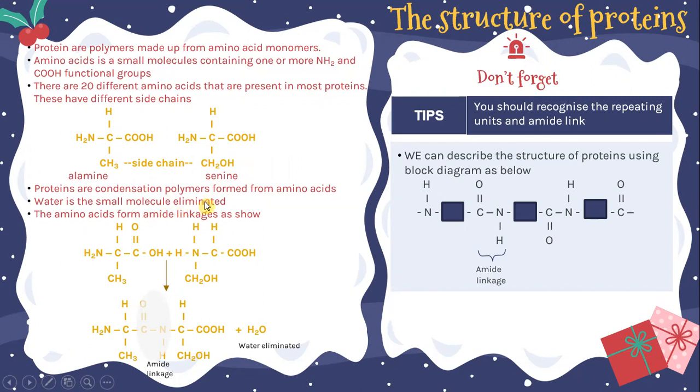Proteins are condensation polymers formed from amino acids. Water, a small molecule, is eliminated. So the amino acids form amide linkages as shown. You can see these are actually the amide linkages, whereby water is eliminated during this process when the proteins are formed by condensation. So polymers form from amino acids, and a water molecule is eliminated.